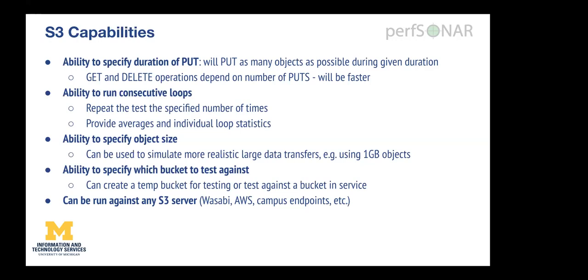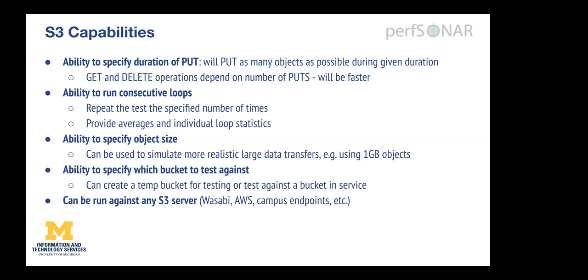The get and delete operations of the benchmarking tool depend on the number of puts, because get and delete tend to be much faster than putting because it's not necessarily writing all of this data to the server. So if the duration specified for the put is 30 seconds, the test might be 40 seconds long, with the other 10 seconds belonging to get and delete. Get being a little bit slower than delete, delete is really fast.